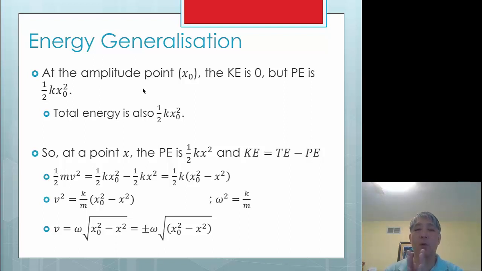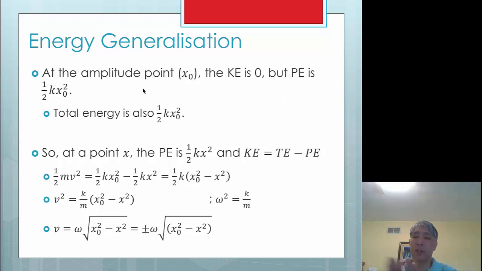Because total energy is the sum of kinetic and potential, my total energy must also be 1/2 k x0 squared. So at some arbitrary point x, my potential energy is 1/2 k x squared, and my kinetic energy is the difference between my total and my potential energy. Going through the formulas to solve for velocity at that point, I find out that my velocity is based off of omega and amplitude and position. It's this formula: plus or minus omega times the square root of x0 squared minus x squared.